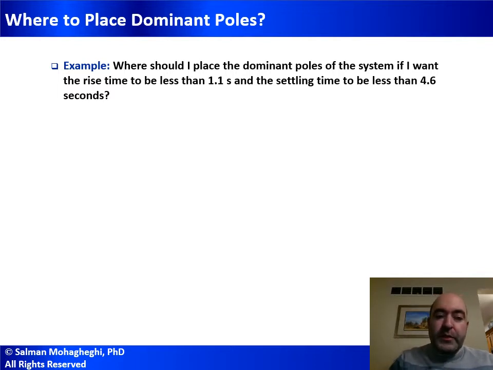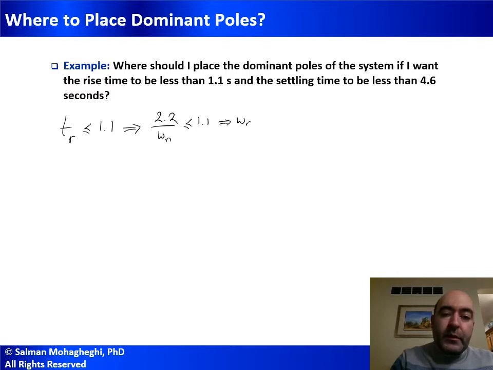So what I do is this. I say I want my rise time to be less than 1.1. I know that rise time is 2.2 divided by omega n. If this needs to be less than 1.1, that means omega n has to be greater than or equal to 2. At the same time, the settling time, I want it to be less than or equal to 4.6. This is 4.6 divided by zeta omega n. I want this to be less than or equal to 4.6, which will tell me that zeta omega n is going to be greater than or equal to 1.